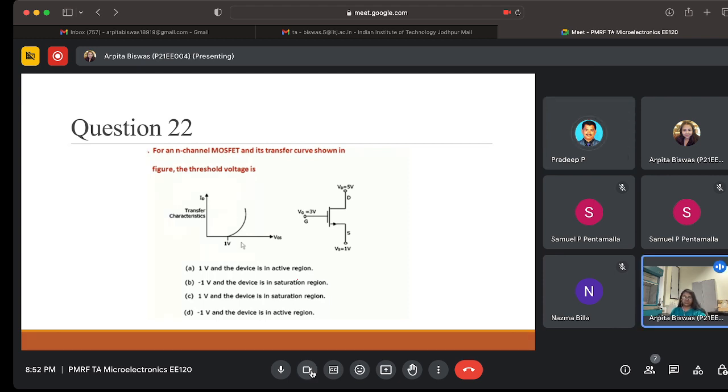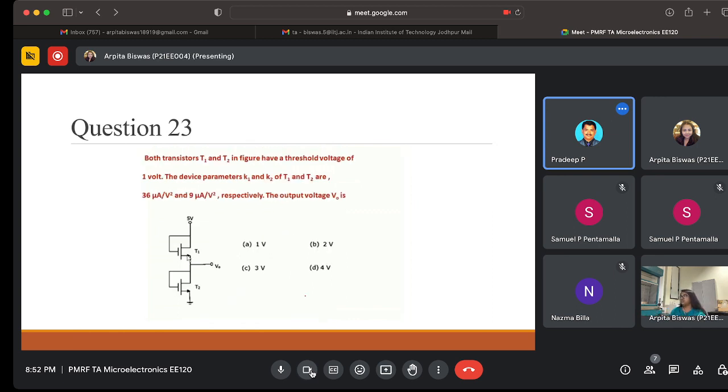I think one more question is there, 23rd question I have selected. Madam, option C, madam. Yes. 0.2 times the VDD is the threshold voltage, that is 1 volt. And again, VDS greater than VGS minus VT. That's why option C is the answer. Yes, right, good. Option C is the right answer. This is question number 23.